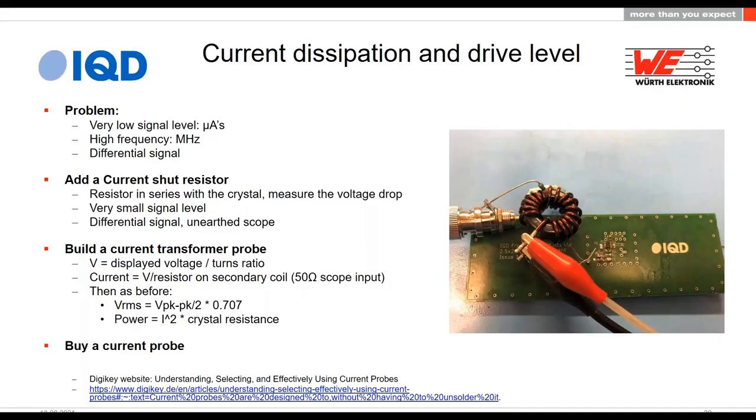The third method that DigiKey talked about is buying a current probe. Obviously there's lots of current probes out there. Just check the frequency range and the signal level of the one that you're buying, because most current probes are only suitable for using against mains electricity at 50 or 60 hertz.